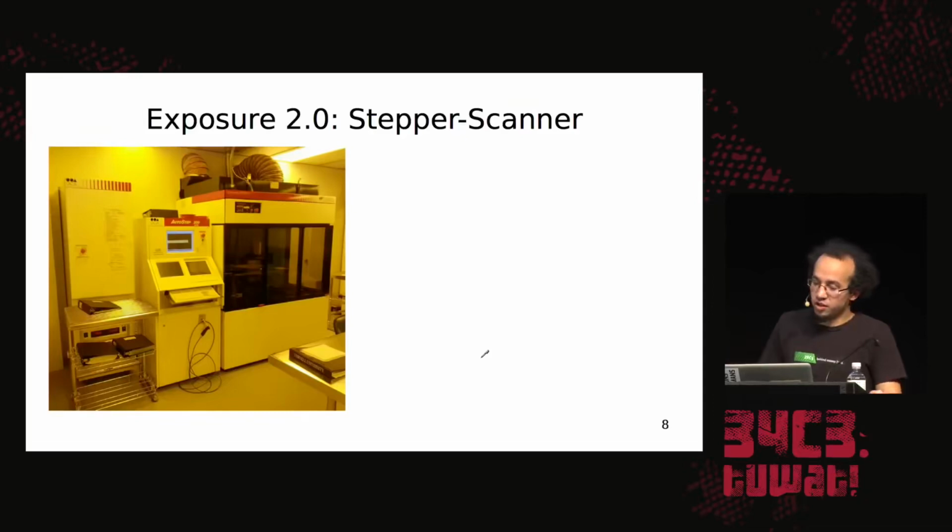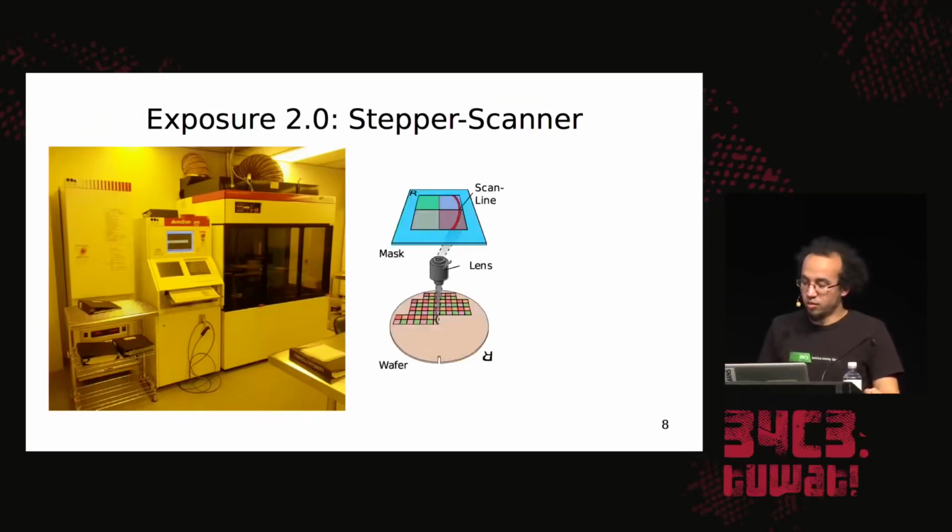To kick it up a notch, nowadays you don't use these mask aligners anymore, but usually stepper scanners. They're boxes like this, and you don't really see what's going on there. So what happens inside is that the mask is not placed on top of the wafer anymore, but it is separated by a lens. And so there you step by step expose all the chips that you have on the wafer.